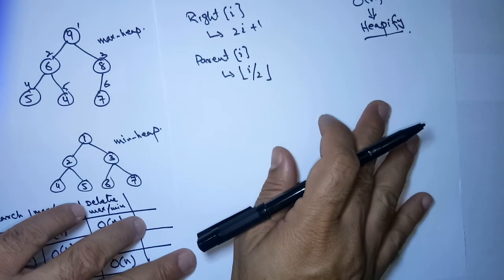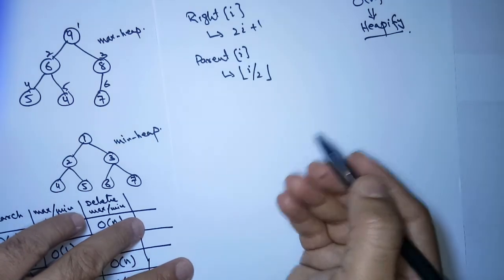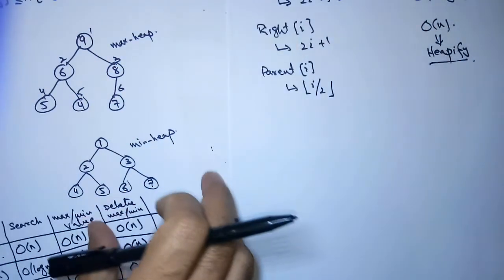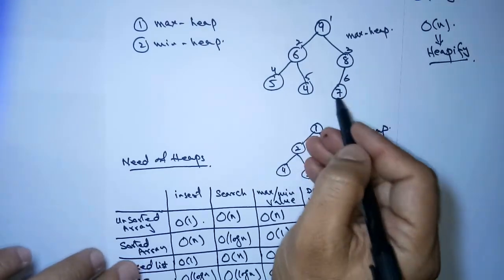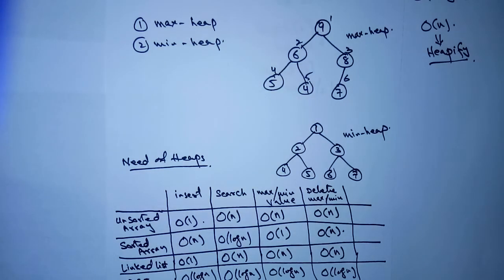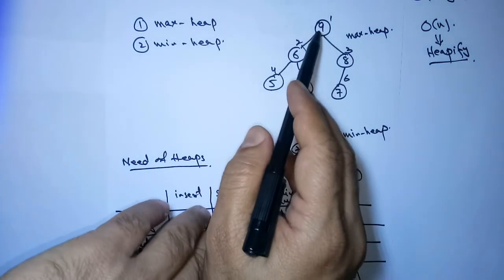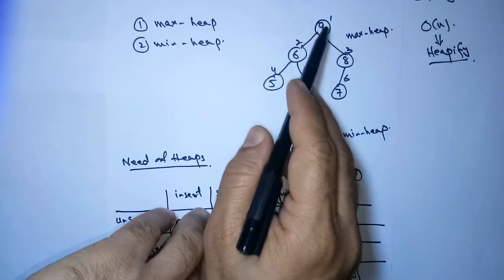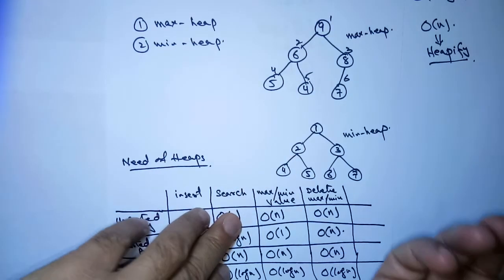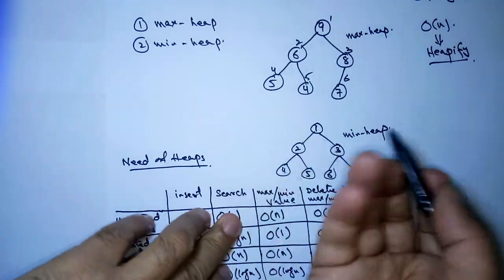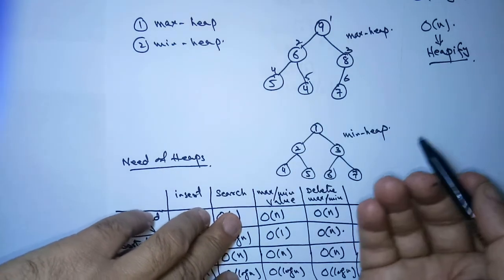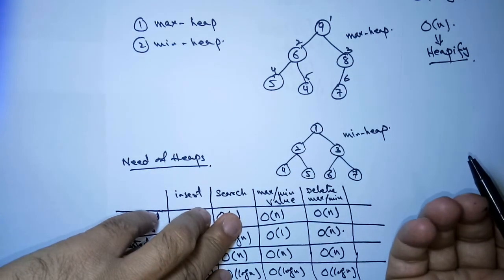So for example, if this heap is given, and you are interested to add a new node 10, right? You cannot add 10, by the way, because it will violate the property of the heap, because the root node should be the greatest one. So say for example, if duplicate values are allowed in the heap, right?